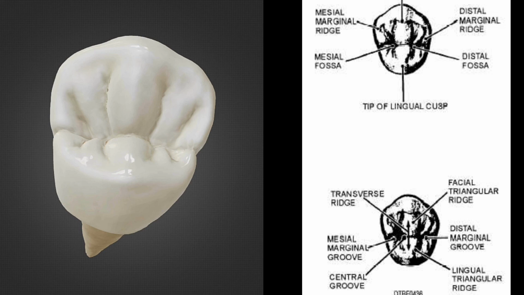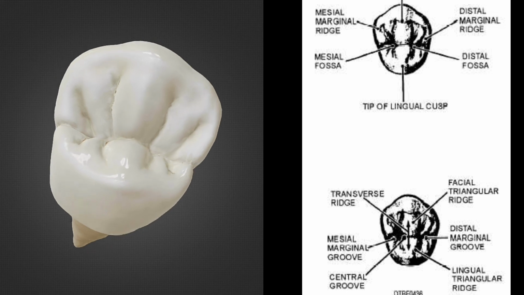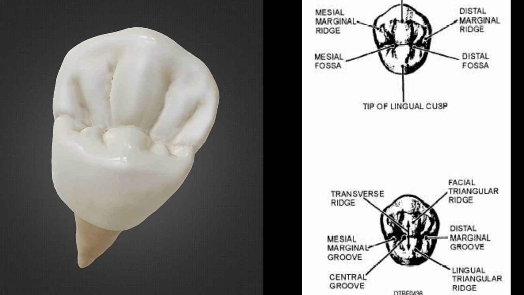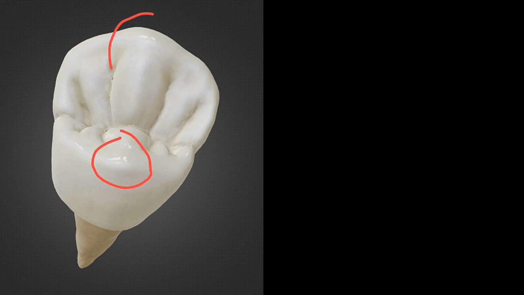The buccal triangular ridge is well developed and extends from the central groove. As you can see, this elevated part is called the buccal triangular ridge. While the lingual triangular ridge is less prominent, the buccal triangular ridge is well developed. And the lingual cusp is more pointed than the buccal cusp.